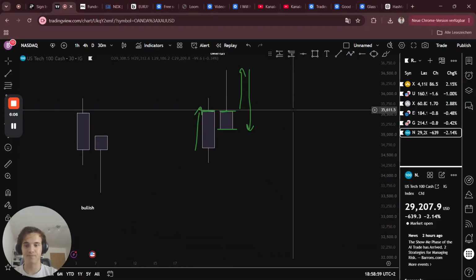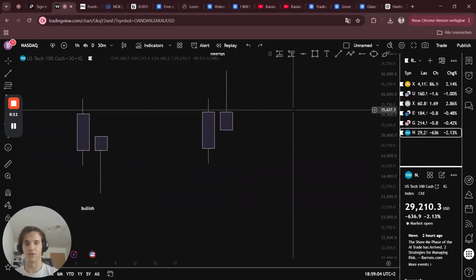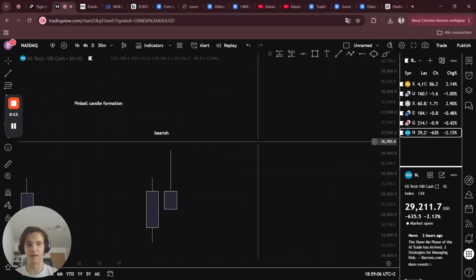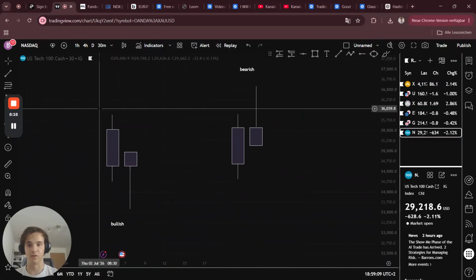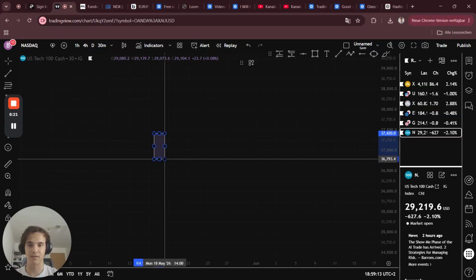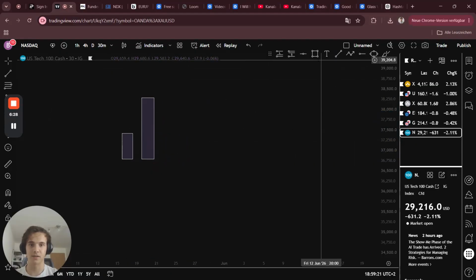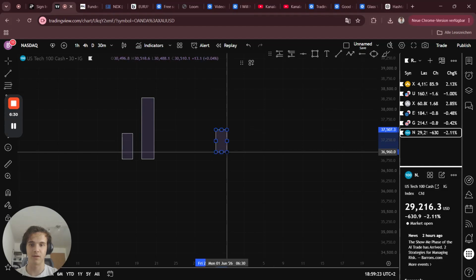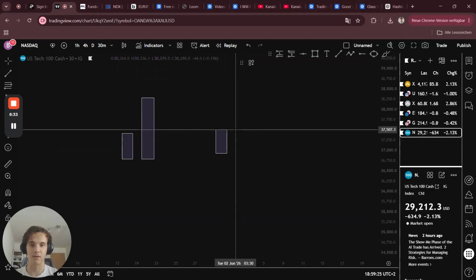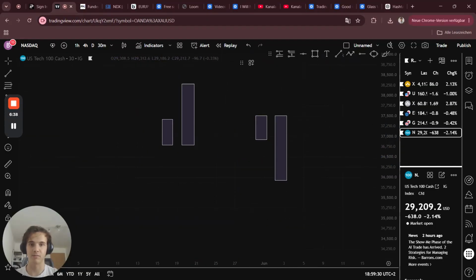Let's move to our next candle formation, which is also significant, but not as significant as this one is. That is going to be the engulfing candle pattern. So we are just going to do our candles. This would be the bullish example. And then we have our bearish example right here. Okay, perfect. Just give them some little wicks.